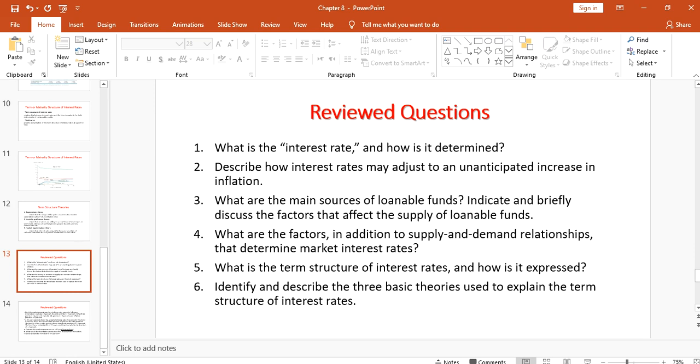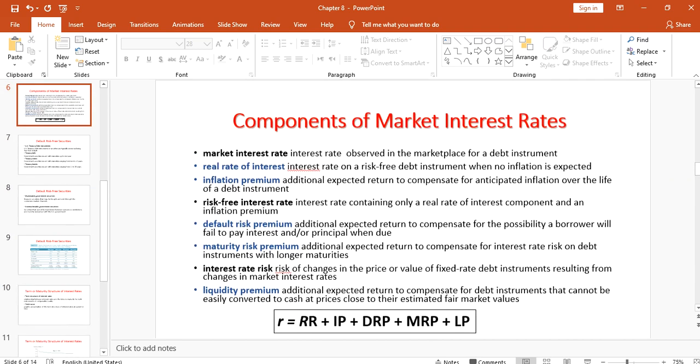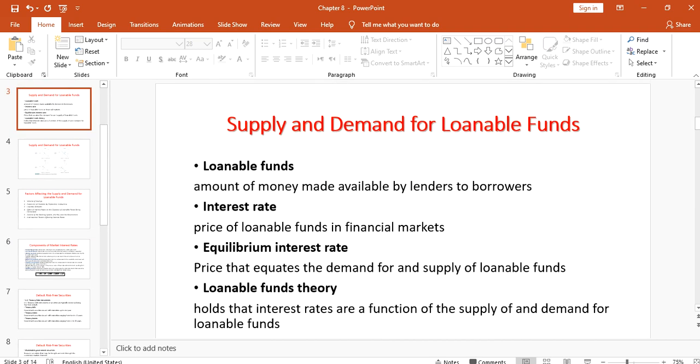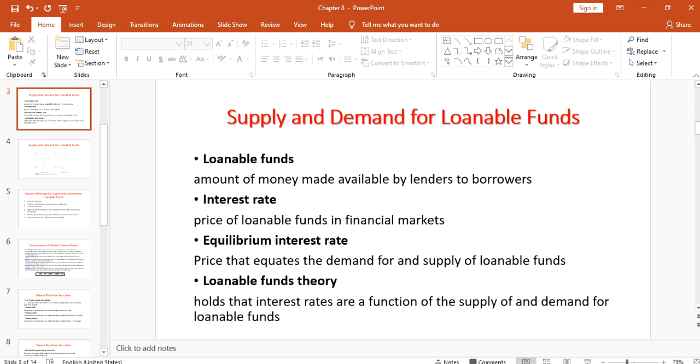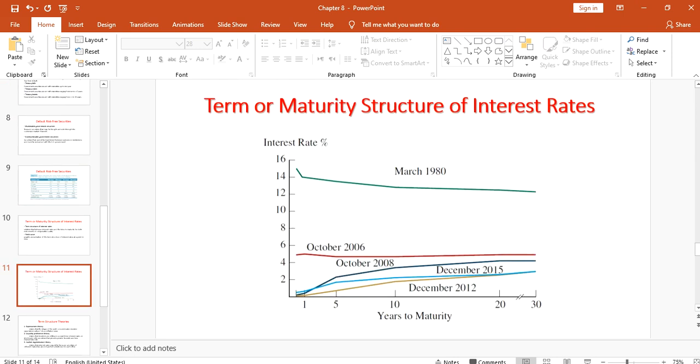That was the end of this chapter. Actually, I shortened this chapter for you, otherwise it's a long chapter. And here are the review questions. What's interest rate and how is it determined? Here is the interest rate, and it will be determined based on supply and demand of loanable funds.